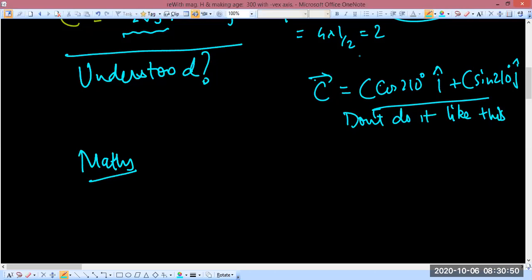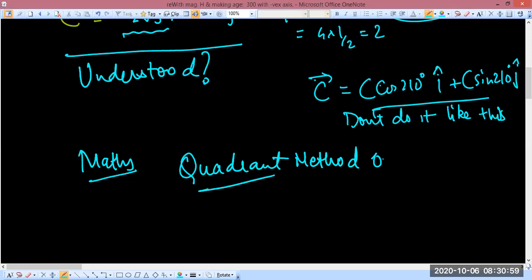Yes, Preet, you are right about that. Quadrant method helps. I hope all of you understood that. The quadrant method of deciding sign helps a lot.